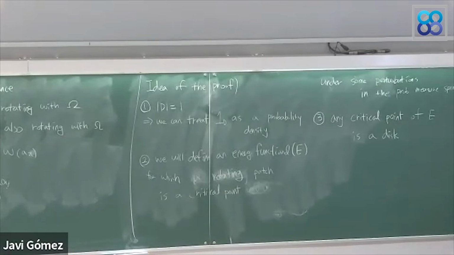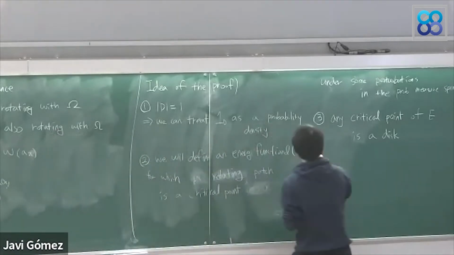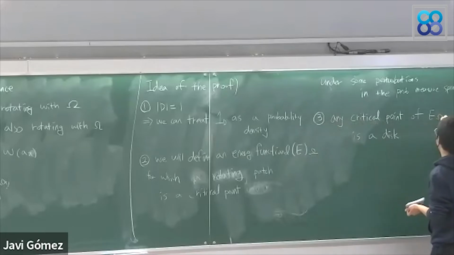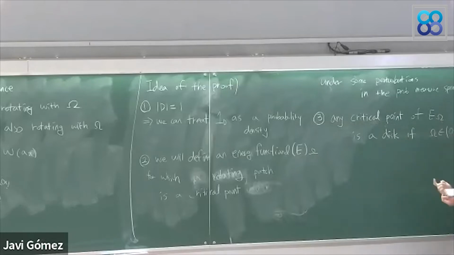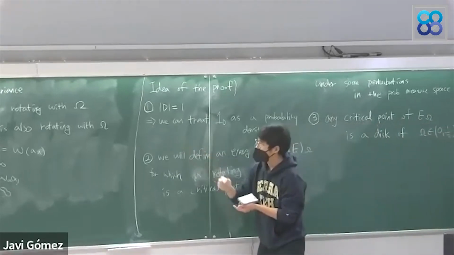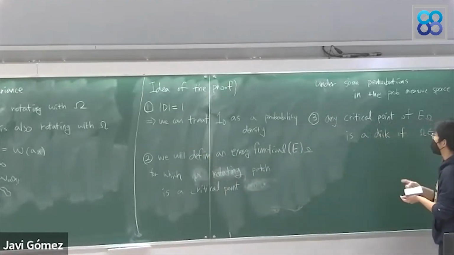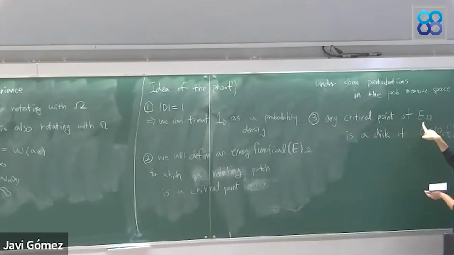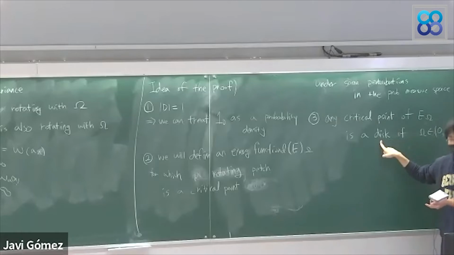Sorry? In which of these steps do you use that omega is not to be seen? Yeah, actually this functional depends on omega. So I will say if omega is in this region. I'm sorry, I should have mentioned this. If your solution is rotating with that angular velocity, then this is a critical point of a certain energy. But for this energy, if the angular velocity is contained in this region, then its critical point has to be a disk.